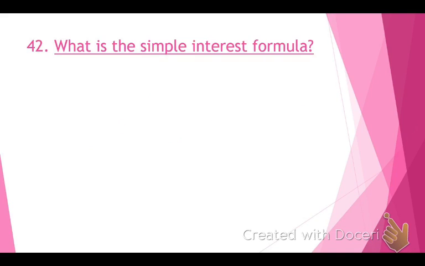Let's talk about the next formula we need to know. Gavin, what is the simple interest formula? I equals PRT. Guys, what's the I stand for? Interest. How about the P? Principal. The R? Rate. The rate is always going to be a percentage, and then T is time, and you always measure your time in years.